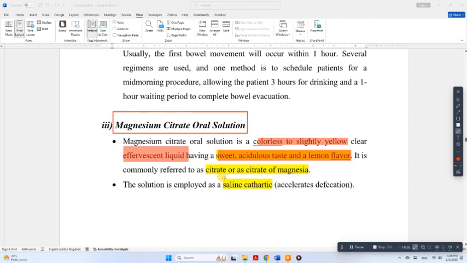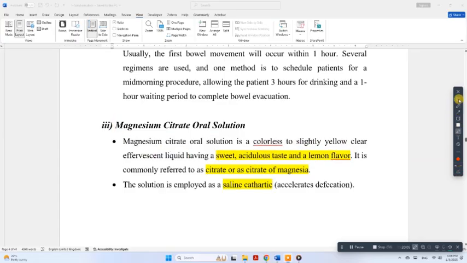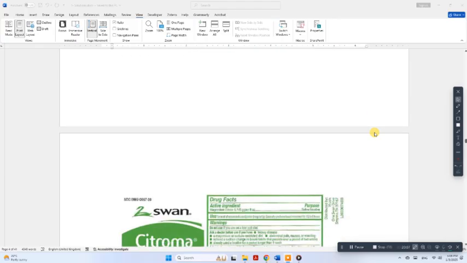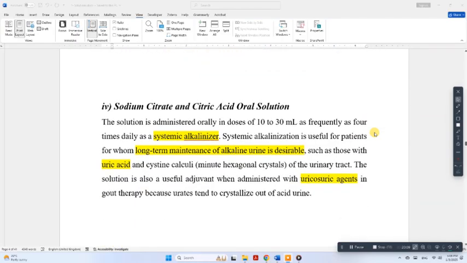What is it used for? As I told you, it is used in constipation. It accelerates defecation, which is why it is classified as a saline cathartic. Another oral solution, which might be in the form of a powder sachet where you need to dissolve it, is usually effervescent. You have the sodium citrate and citric acid solution. Now, this solution, when you see citrate, is an alkaline. Magnesium citrate is an alkaline. But we are not using it here as an antacid or something. We are using it in order to accelerate defecation.